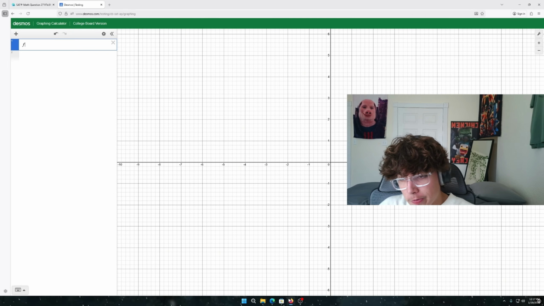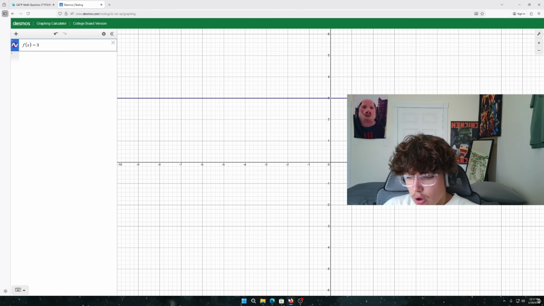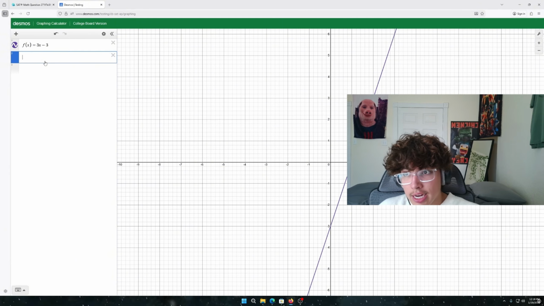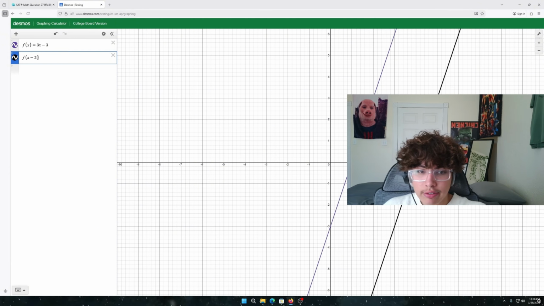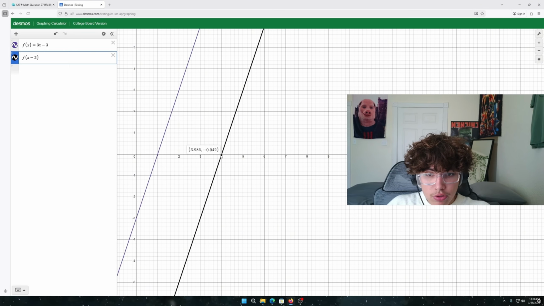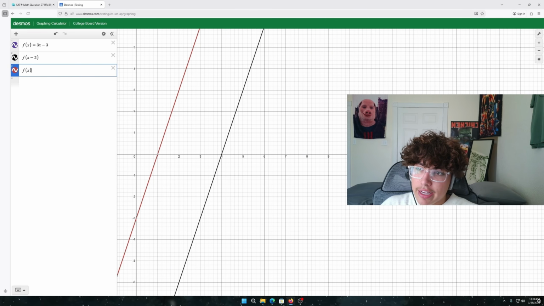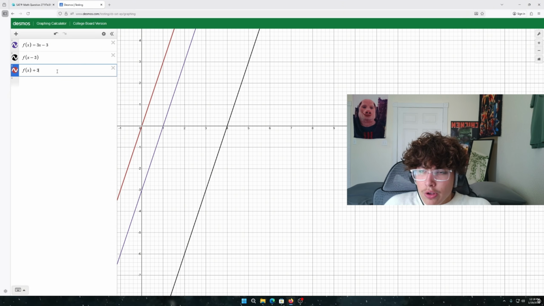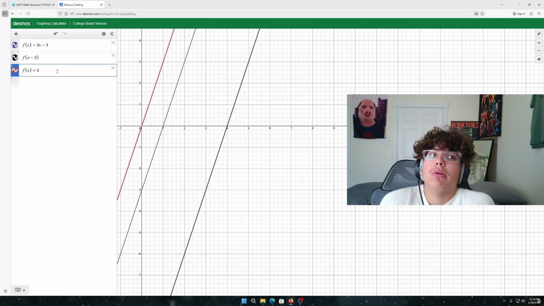Some other stuff you can do with functions on Desmos are this. You can transform it by saying f of x minus 3. Oh, let me move. It moves 3 to the right because insides are liars. And then you can do f of x plus 3, and it moves up 3 spots. Basically, you can transform functions with Desmos.